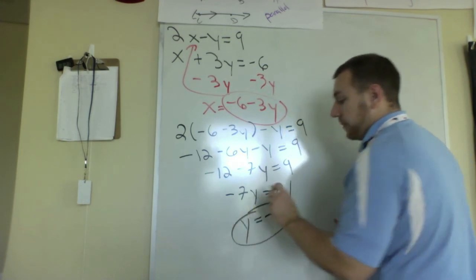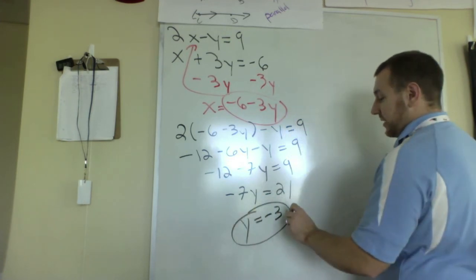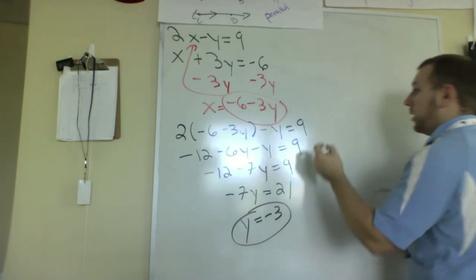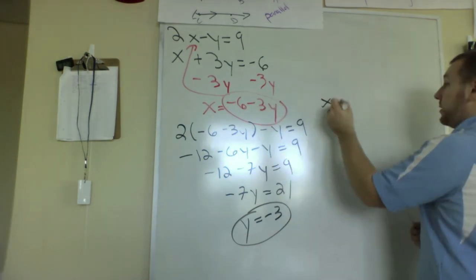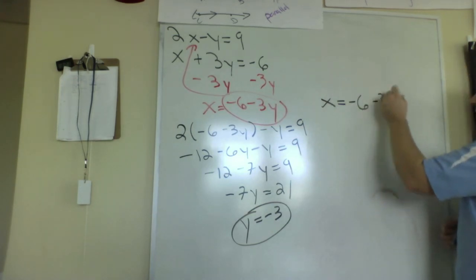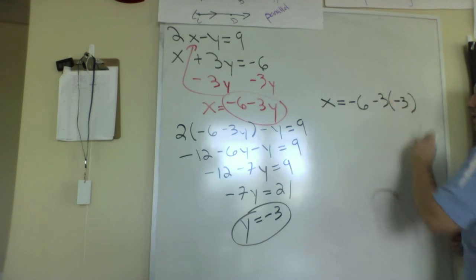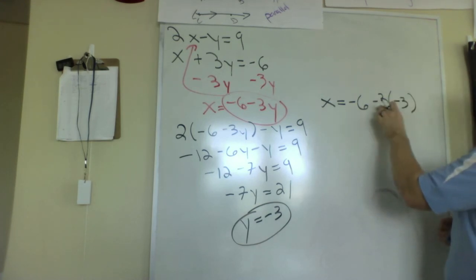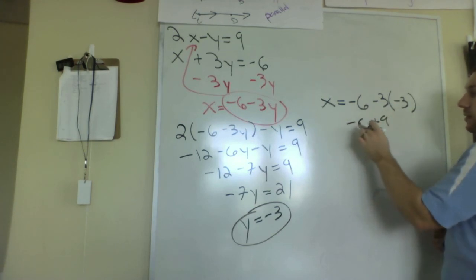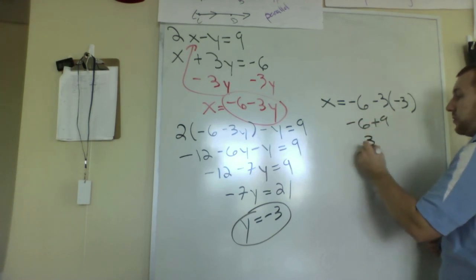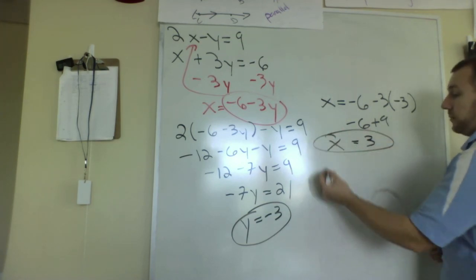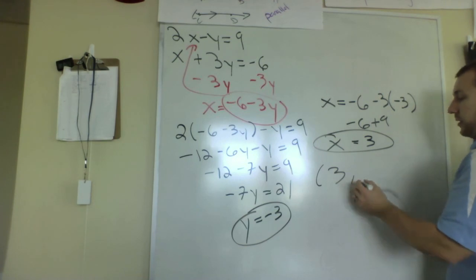I found my y. I then take this y and substitute it in here. So I get x equals negative 6 minus 3 times negative 3. Well, remember, negative times a negative is a positive. Negative 6 plus 9 is 3. So that's what x equals. So my solution point is 3, negative 3.